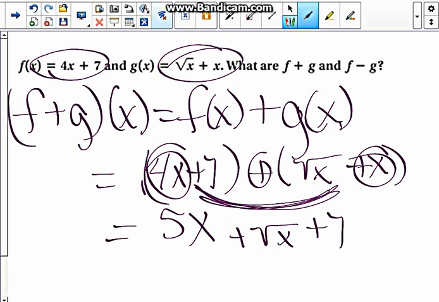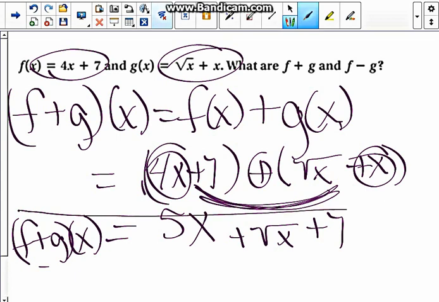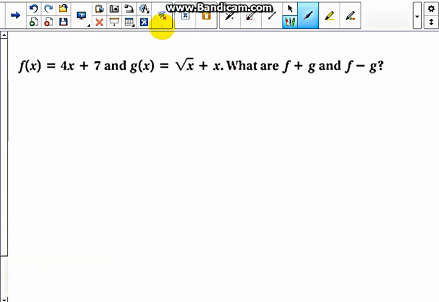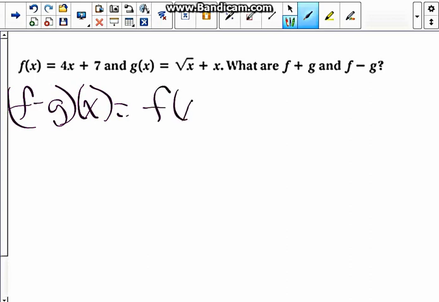So my f plus g of x is equal to 5x plus radical x plus 7. Now when we subtract these, we're going to do it the same way, except we're going to use subtraction. So it's going to be f minus g of x is equal to f of x minus g of x. And the order matters here. So whatever order they are to begin with, keep everything in that order throughout this equation.